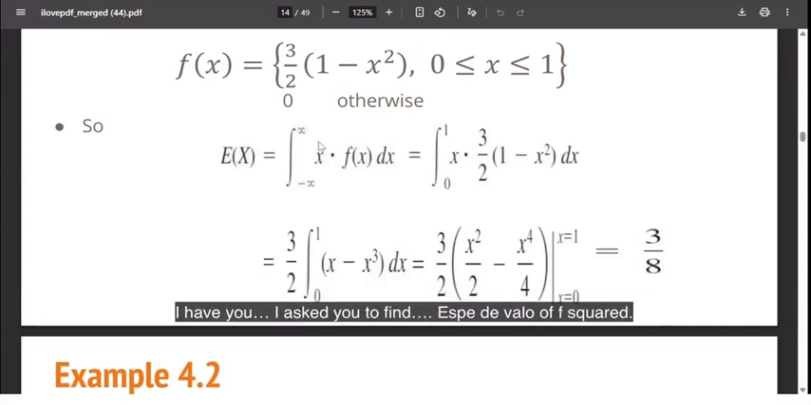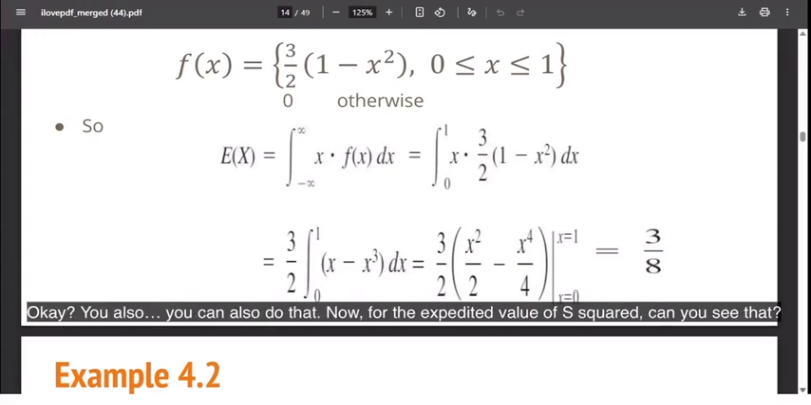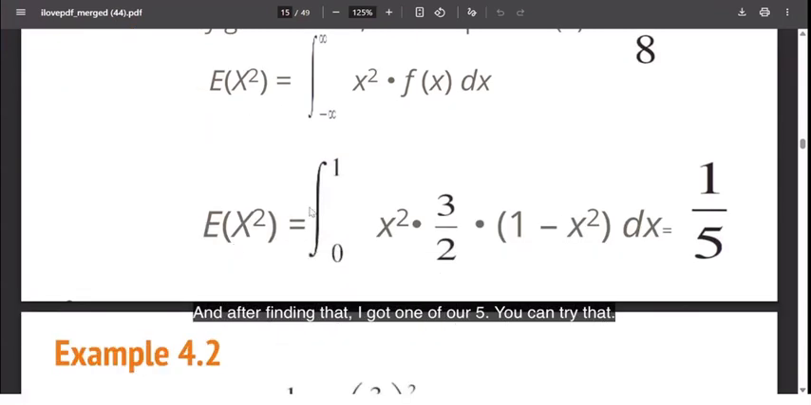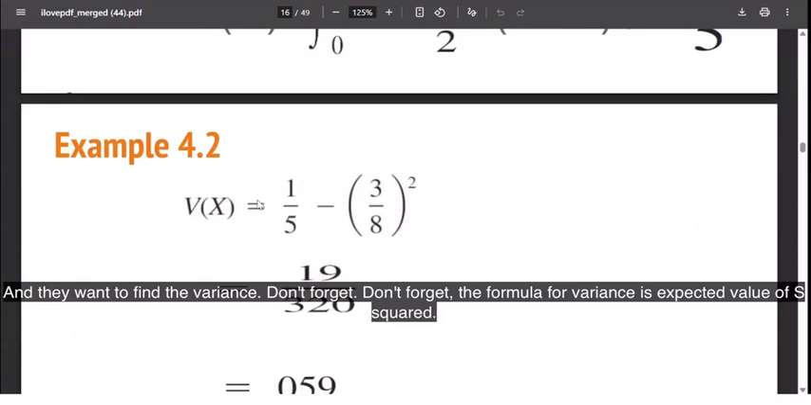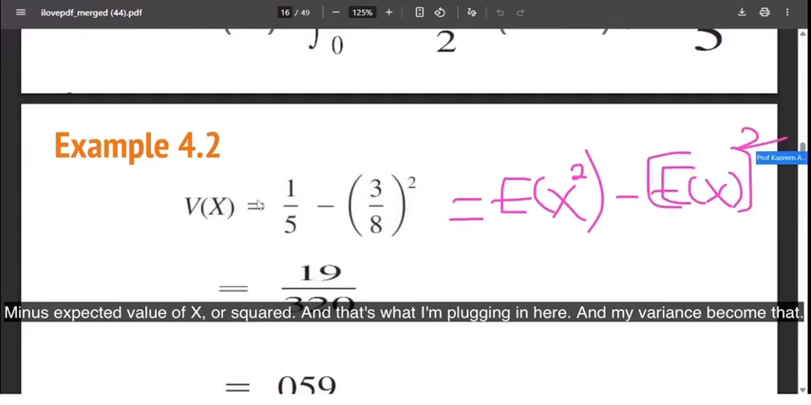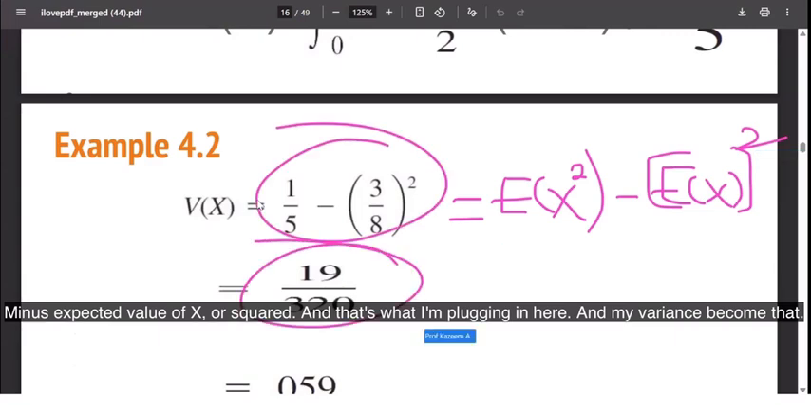What if I asked you to find expected value of S squared? You can also do that. For the expected value of S squared, can you see that? After finding that, I got 1 over 5. You can try that. Now, why do I need expected value of S squared? Because I may want to find the variance. Don't forget, the formula for variance is expected value of S squared minus expected value of X, squared. And that's what I'm plugging in here. And my variance becomes that.